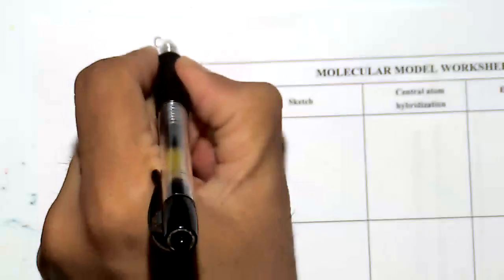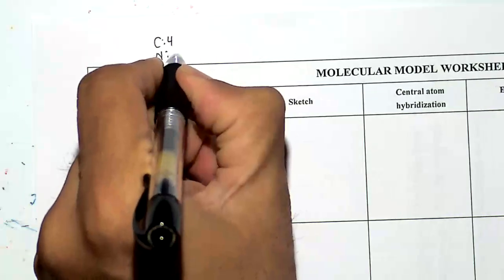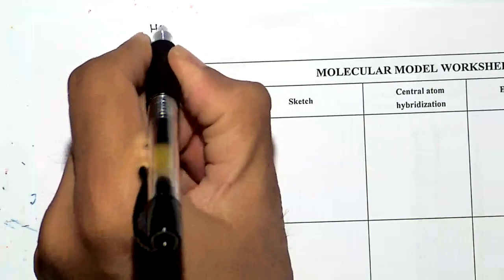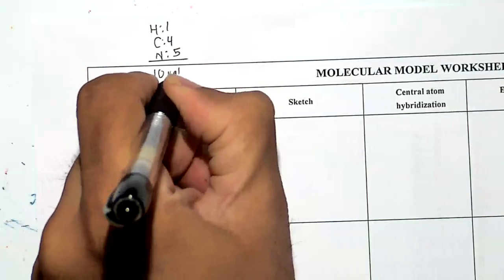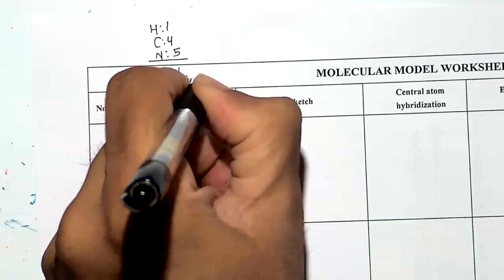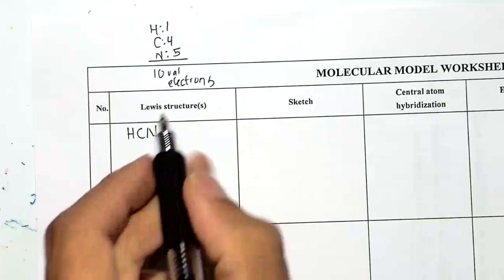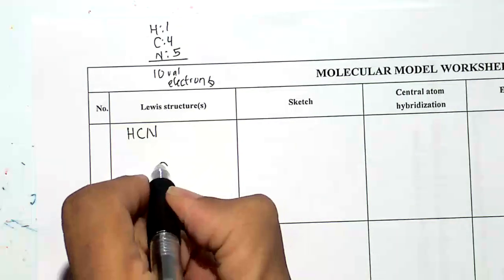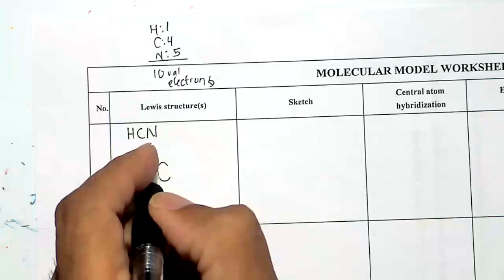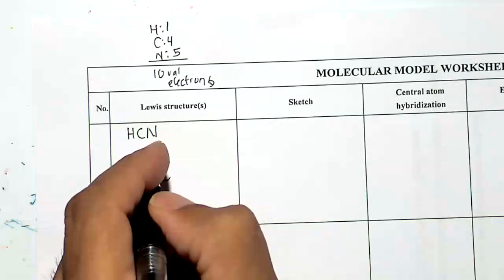All right, so what is carbon happy at? 4. What is nitrogen happy at? 5. What is hydrogen happy at? 1. So we need to get 10 valence electrons around HCN. What is our central atom? Carbon. Carbon absolutely loves 4.